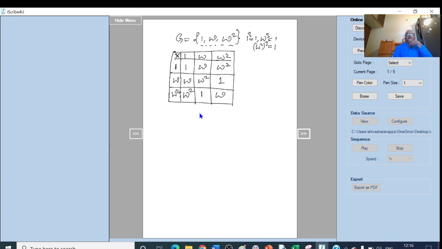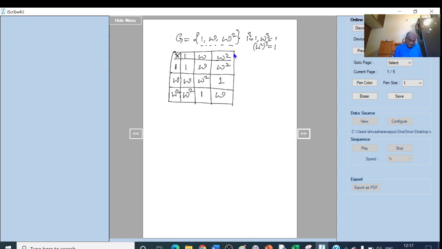And finally, the table is symmetrical about the principal diagonal. See the first row, 1 omega omega square. First column, 1 omega omega square. Second row, omega omega square 1. Second column, omega omega square 1. Third row, omega square 1 omega. Third column, omega square 1 omega. So that is, the table is symmetrical about the principal diagonal. Therefore, the commutative law is also satisfied. Hence, G is an abelian group with respect to multiplication.